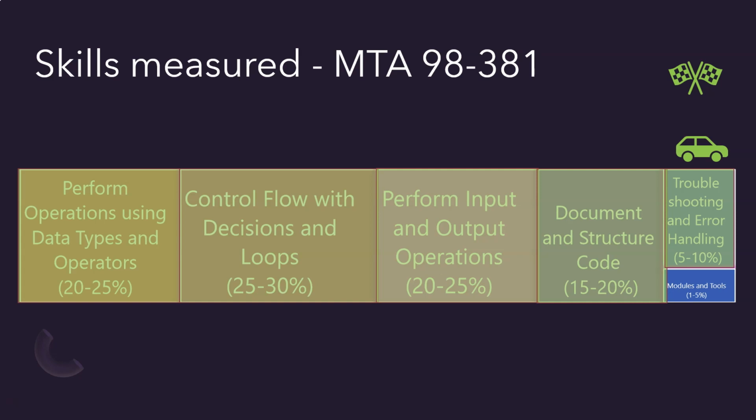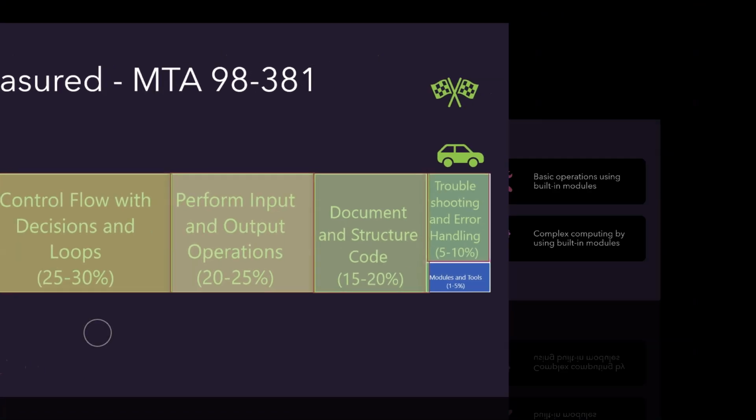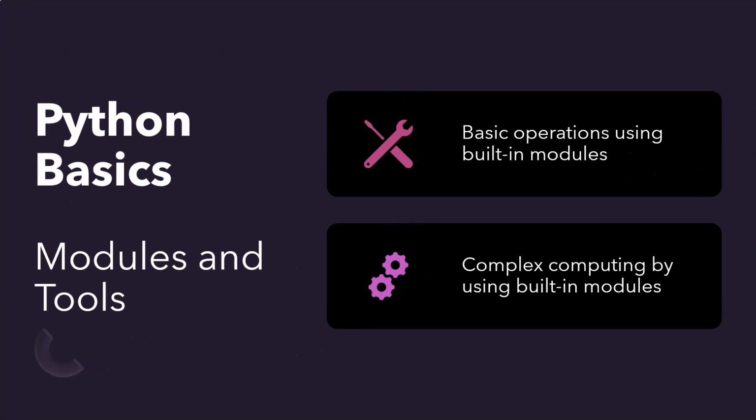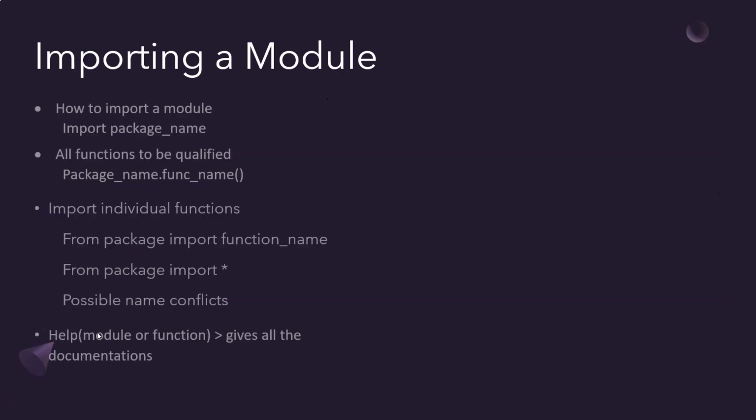And the last topic left is modules and tools. In this section, we will cover modules and tools, which is the last skill as part of the MTA 381 exam. We will cover different modules and tools which are available to do basic operations as well as complex computing in Python. So first, let's see how do we import a module.